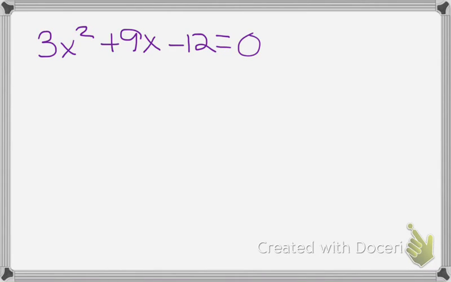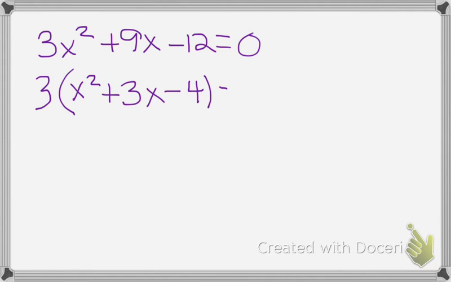How would you solve this one? What's the first thing you see? A GCF of 3. So if I take out a 3, what's left? X squared plus 3x minus 4. Good. Can I keep going?